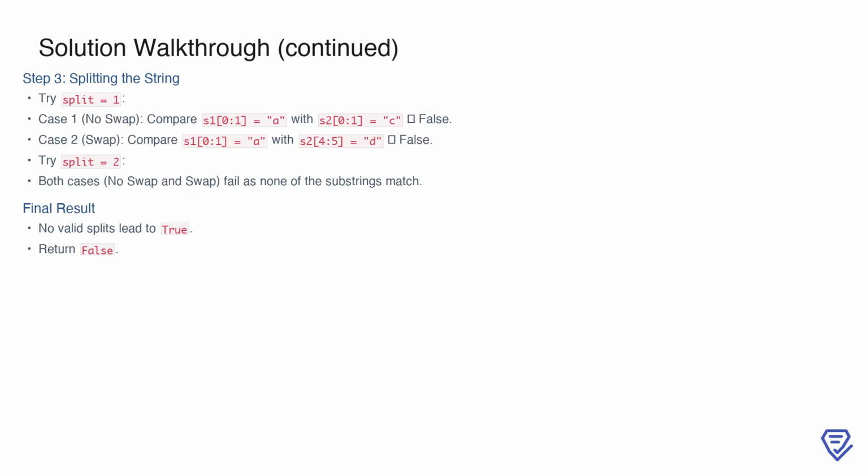In the no-swap case, A from s1 is compared to C from s2, which fails. In the swap case, A from s1 is compared to D from s2, which also fails. Since neither case succeeds, we move to the next split point, split equals 2. Here, we evaluate both the no-swap and swap scenarios, but again, none of the substrings from s1 match the corresponding substrings from s2. After exhausting all possible split points and recursive checks, we find no valid configuration that makes "caebd" a scramble of "abcde". Therefore, the function returns false for this example.